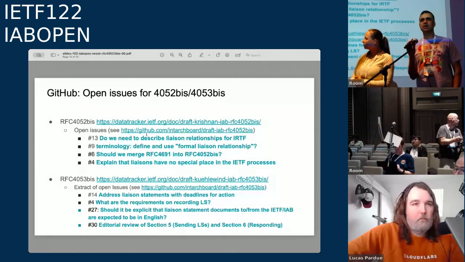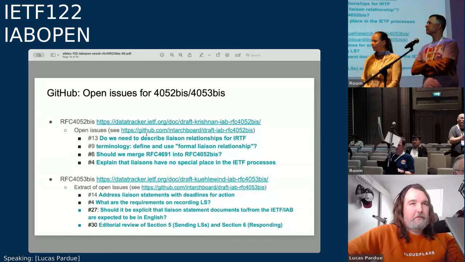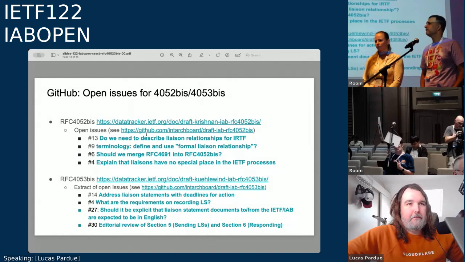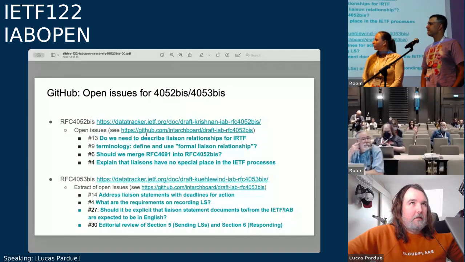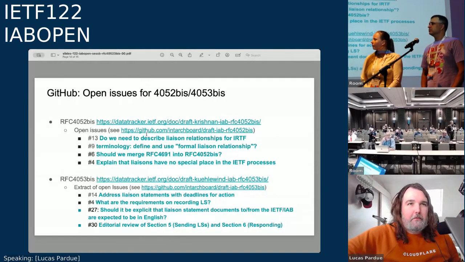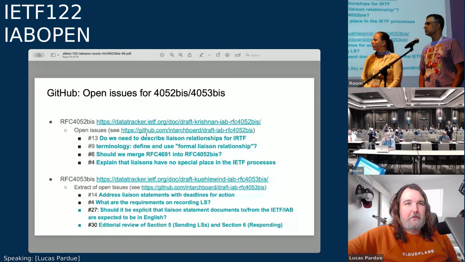Lucas. Hello. So I was skimming the drafts briefly as you were presenting as well. Two things stuck out, two different things. One is the code of conduct. Are liaisons bound by our IETF code of conduct? I didn't see any mention. I don't know if they are or not.